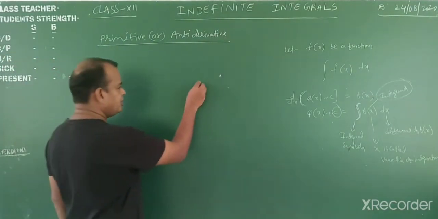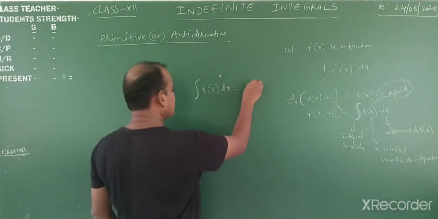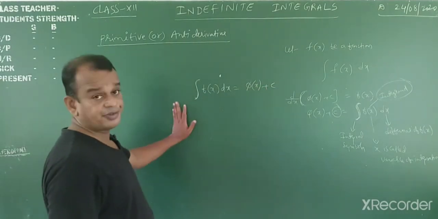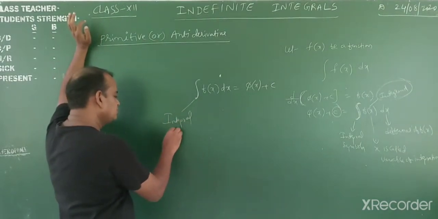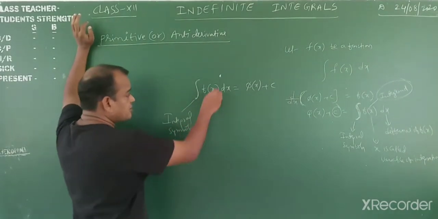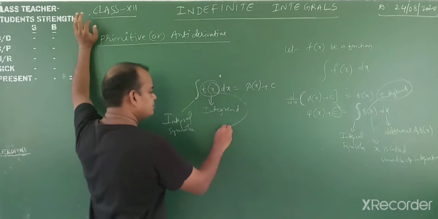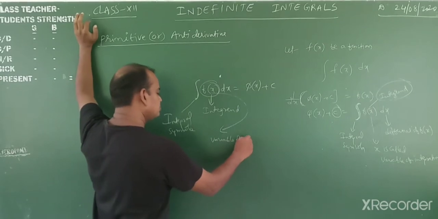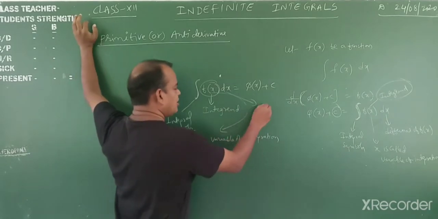Now the integral of f of x dx is equal to phi of x plus c. This is 100% primitive. Phi of x plus c is the primitive of f of x. Here this is called the integral symbol. The total f of x is called the integrand. x is called the variable of integration. dx is called the differential of x.